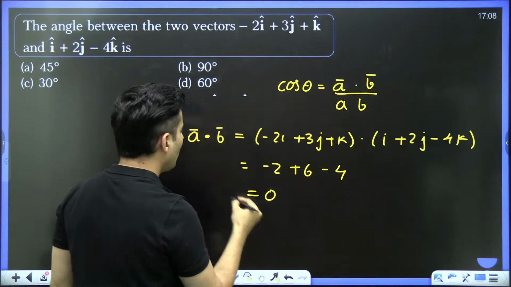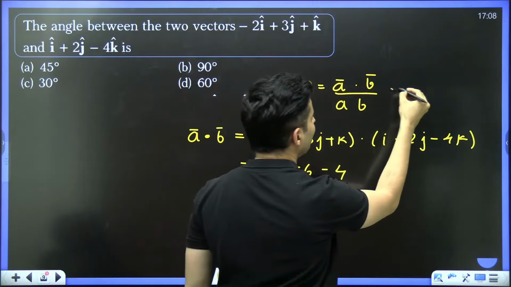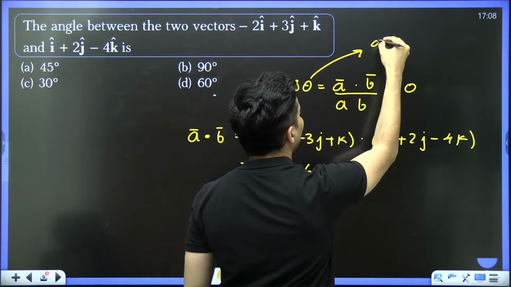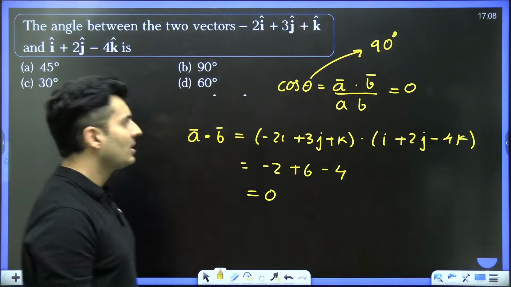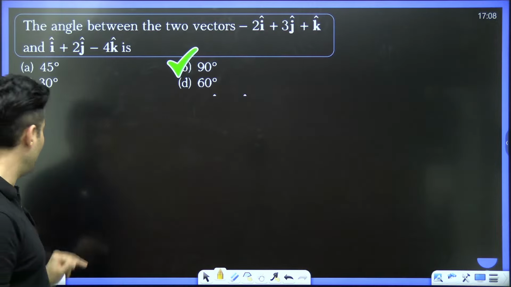Oh, this is 0. If the dot product is 0, I don't even have to find the denominator. Cos theta will be 0. That means theta will be basically 90 degrees. Cos of 90 is 0. That is option B, 90 degrees.